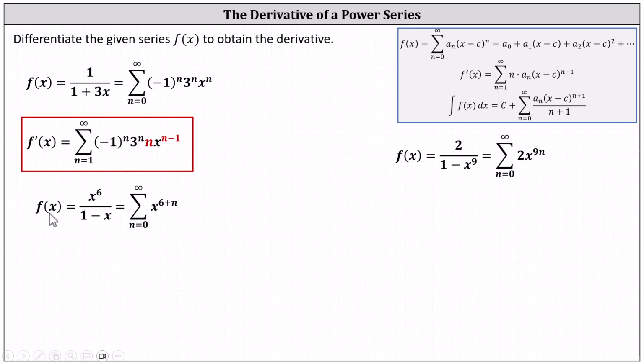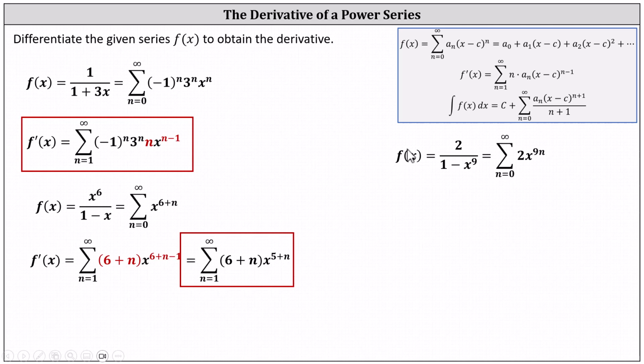For the second example, we have f of x equals x to the sixth divided by the quantity 1 minus x equals the sum from n equals 0 to infinity of x to the power of 6 plus n. This indicates f prime of x as a power series is equal to the sum from n equals 1 to infinity of the quantity 6 plus n times x to the power of 6 plus n minus 1, which simplifies to the sum from n equals 1 to infinity of the quantity 6 plus n times x to the power of 5 plus n.